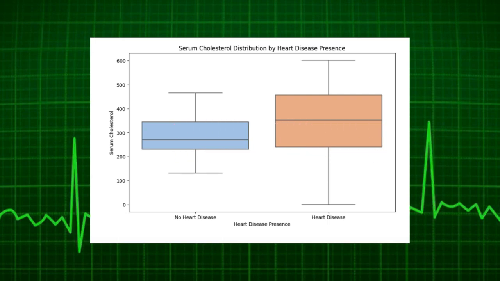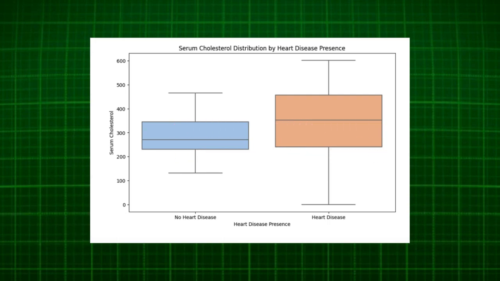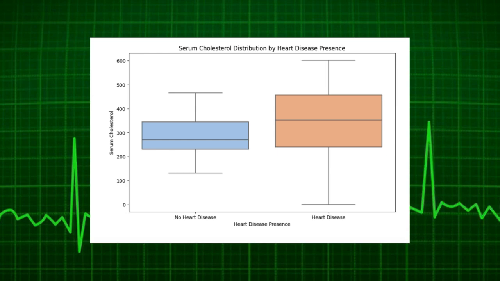This plot allows for a visual comparison of serum cholesterol levels between patients with and without heart disease. It can help identify any significant differences in cholesterol levels between the two groups, which might indicate a potential association between cholesterol and heart disease.